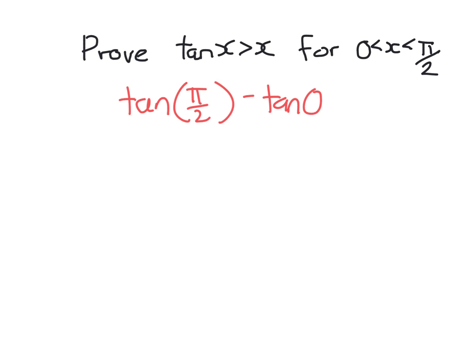Reason: tan of pi on 2 is not defined. But because I want to end up with tan x and x, let's just put in an x. So x is just going to be some number between 0 and pi on 2. So we have (tan x minus tan 0) over (x minus 0). So that's the left-hand side of the mean value theorem, the average rate of change. And at some point, that's going to equal the instantaneous rate of change.